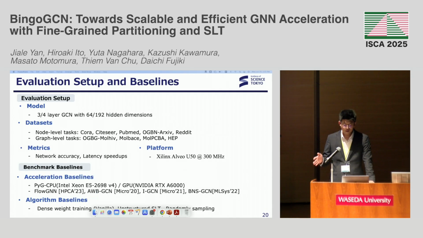We use 3 and 4 layer GCN and evaluate on both node-level and graph-level tasks. Our metrics include accuracy and latency speedup. For baselines, we compare against a SOTA hardware accelerator like FlowGNN and both CPU and GPU. And we use algorithm-level baselines such as dense training models, unstructured strong lottery ticket pruning, and random sampling.